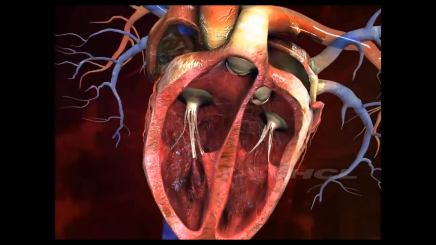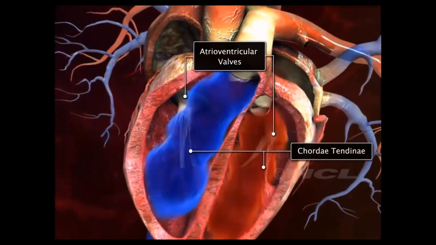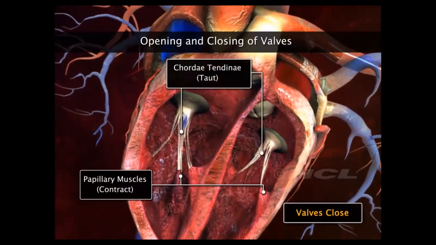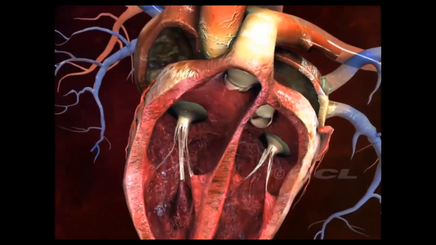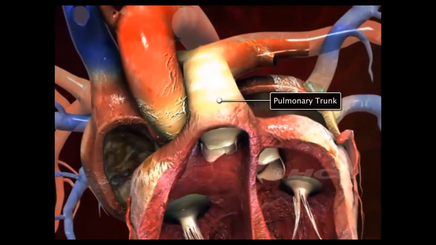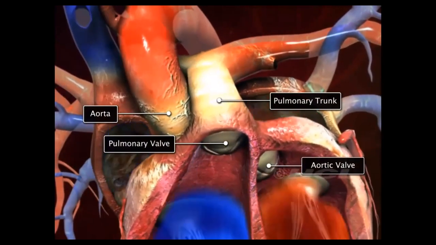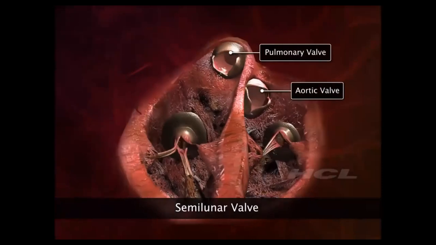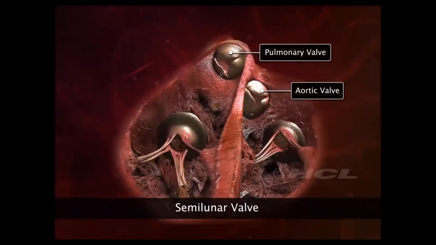The leaflets of these atrioventricular valves are connected to fibrous tissue called the chordae tendineae, which in turn are attached to papillary muscles. Contraction and relaxation of these muscles make the valves open and close. There are also valves at the opening of the pulmonary trunk and the aorta. These are called the pulmonary valve and the aortic valve, respectively. Because of their crescent moon shape, these two valves are also called semilunar valves. The characteristic lub-dup sound of the heartbeat is produced during the closing of the heart valves.